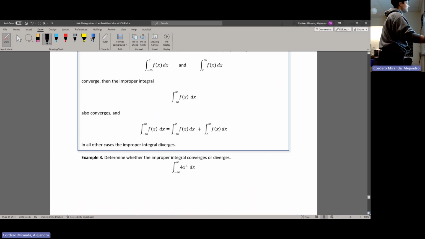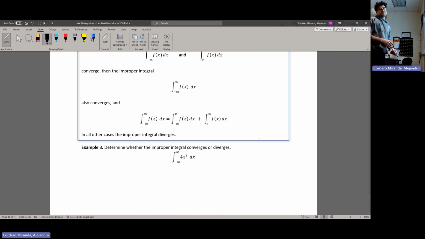Okay, this one is where both the lower limit and the upper limit are infinity. So it's the same thing. You just have to take the lower limit and the upper limit, and change them out to a's and b's and take limits and stuff like that.